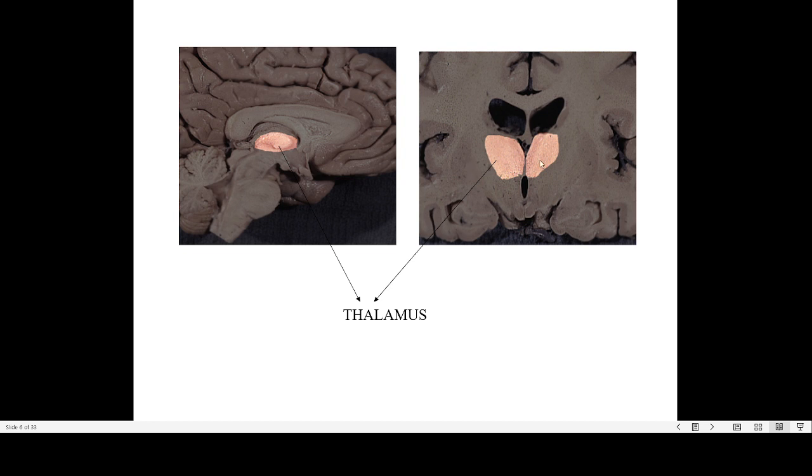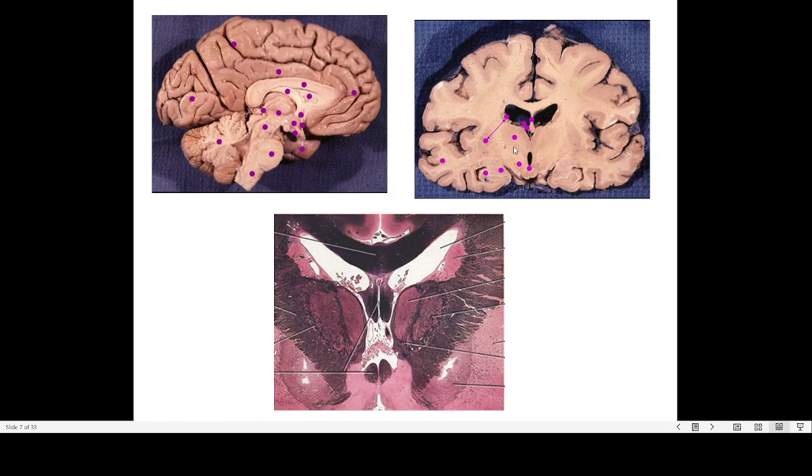This is the cross section at the thalamic region. These are the two lateral ventricles, this is the interventricular septum, and here this is the third ventricle. On either side are the thalamus. So this is the picture of the thalamus portions. You can take it in the medial section or in the cross section.